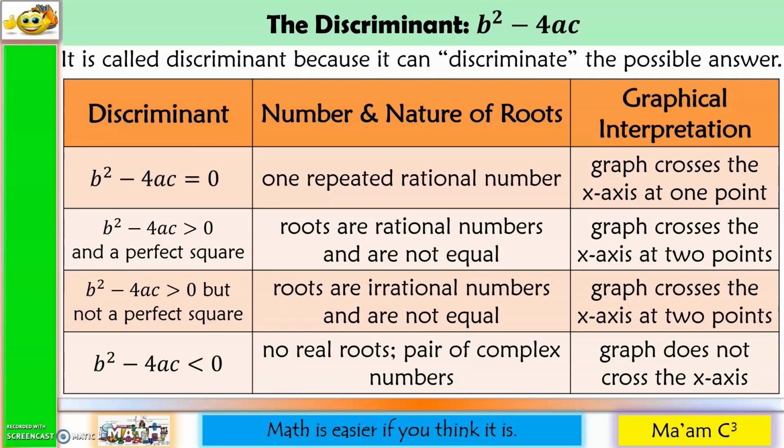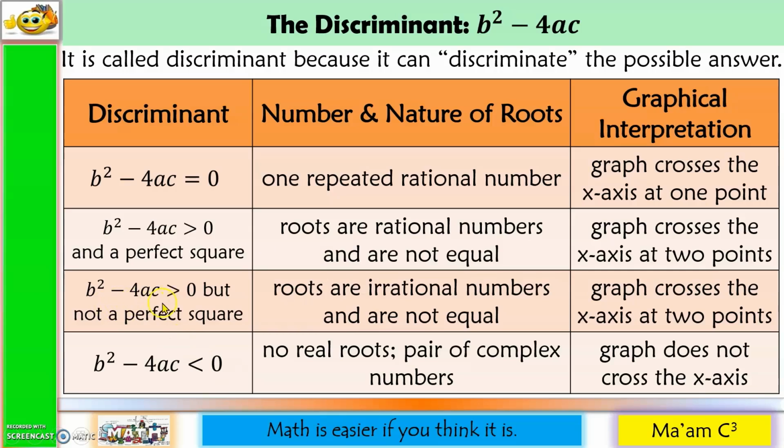I have here 3 columns. The first column is the possible values of the discriminant. The second column is the number and nature of roots depending on the value of the discriminant. And the third column is the graphical interpretation of this discriminant. Let's have the first one. If the discriminant is equal to 0, we have one repeated rational number, and the graph crosses the x-axis at one point. Next, if the discriminant is greater than 0 and a perfect square, roots are rational numbers and are not equal, and the graph crosses the x-axis at 2 points.